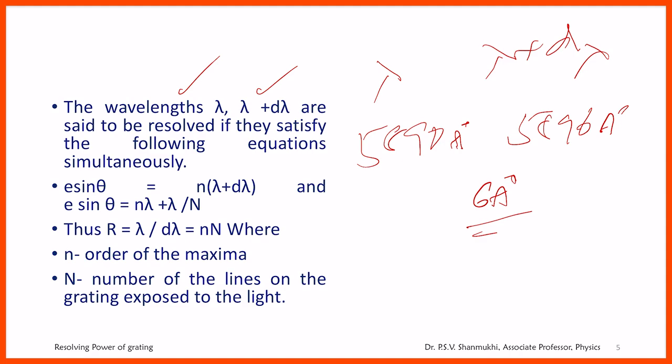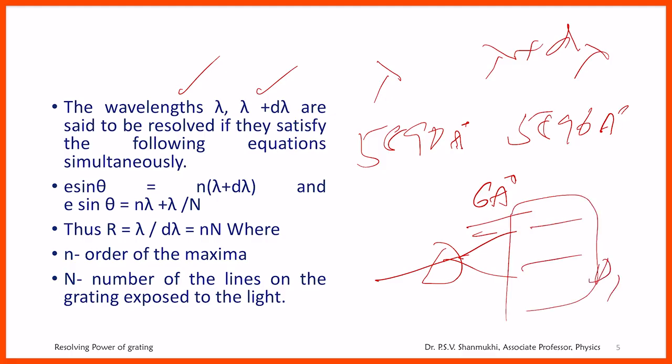It is very difficult. That's why if sodium light is passing through the prism, what happens? It will produce two lines. If you keep any photographic plate there, you will get two lines. They are called D1, D2 lines. Anyhow, that is taken as conventional monochromatic light with 6 angstroms difference, a very small difference.